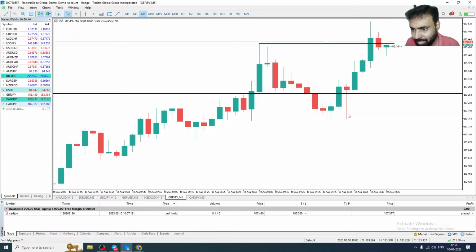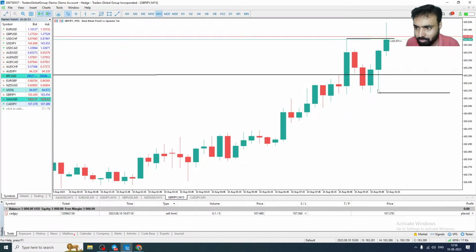Again, you can see 5 minutes also has the same low. This is the low you need to break. 5 minutes also says the same low. 15 minutes also says the same low. The low needs to be broken. This low needs to be broken. Only then.